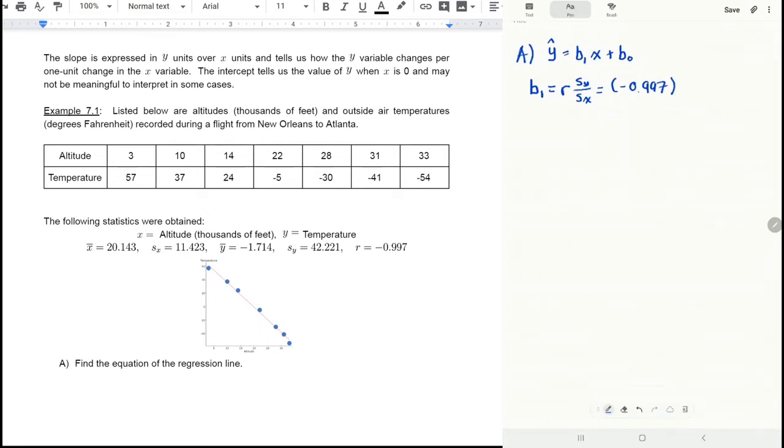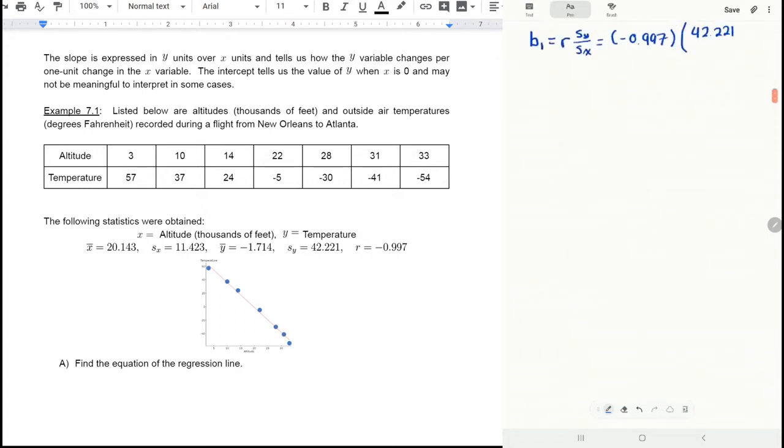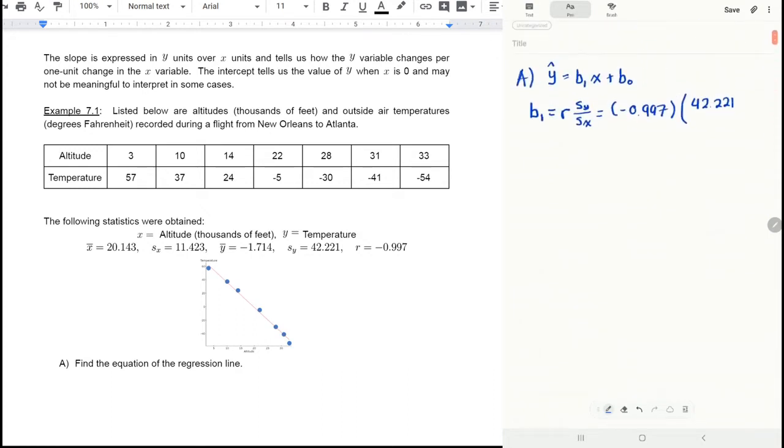and the standard deviation of the y variable is 42.221. And the standard deviation of the x variable is 11.423. So this will give us a slope of negative 3.685. And now we can use this to calculate the y-intercept.